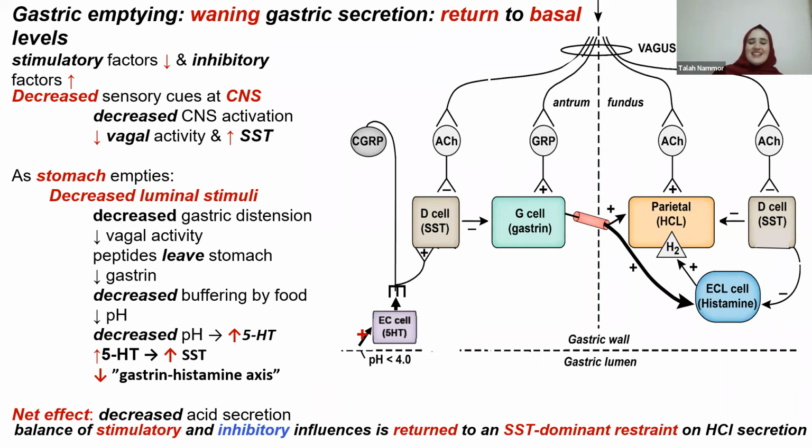Yeah, sure. Listen, in this slide, we're just saying, okay, the food that was in our stomach left. It's now in the duodenum. It's now in the small intestine. So our stomach is back to normal. It's no longer distended. We don't have peptides anymore. And the pH is going back to below 4. So it's becoming more acidic.